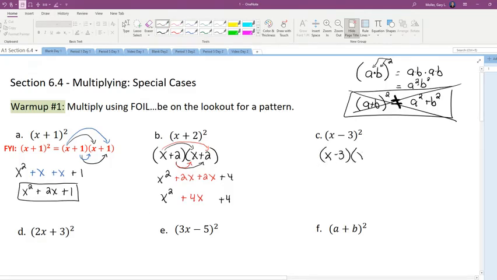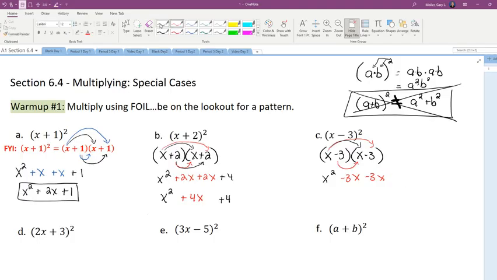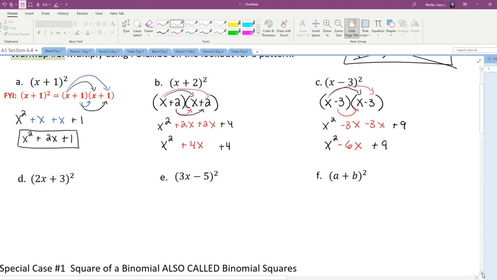x minus 3 times x minus 3. FOIL gives me x squared, gives me negative 3x, gives me another negative 3x, and a negative times a negative is a positive 9. So then that gives me x squared, I've got the 9 at the end, and in the middle, I've got these two negative 3x's, so that would make negative 6x. All right, keep going.